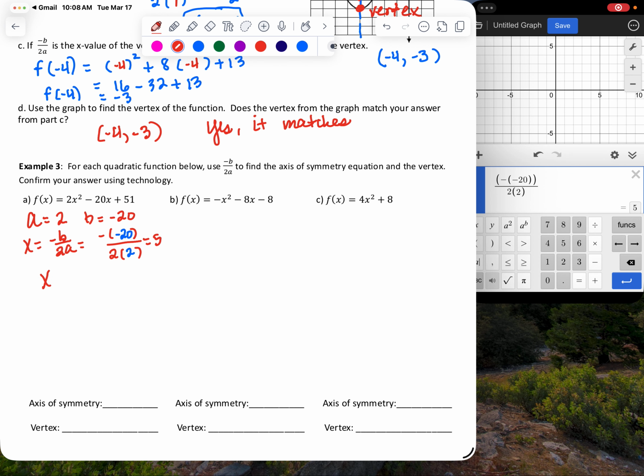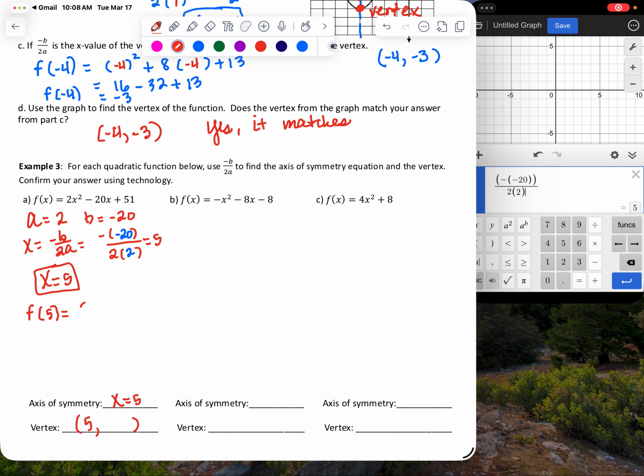So x equals 5 is our axis of symmetry. We can write that answer here. Now, to find the vertex, you already know the first number of your vertex is going to be 5 comma something. So to find the y value, you evaluate this function for f of 5.